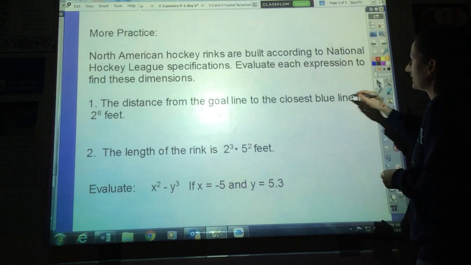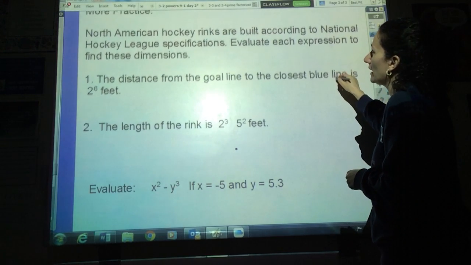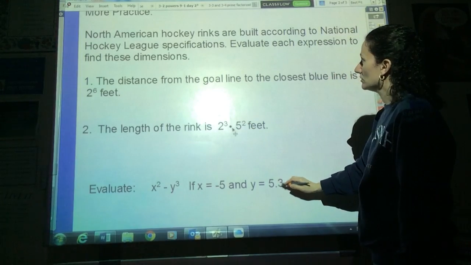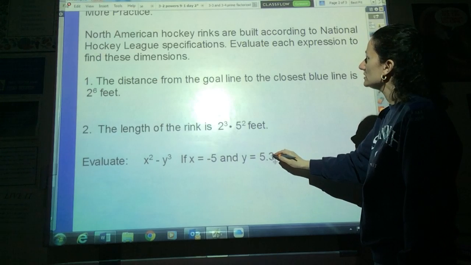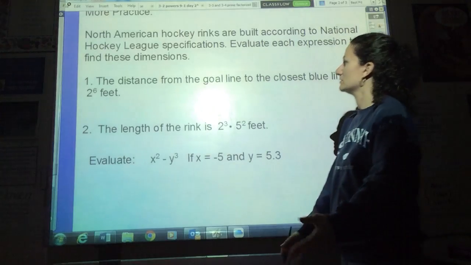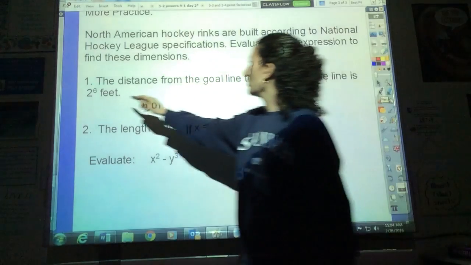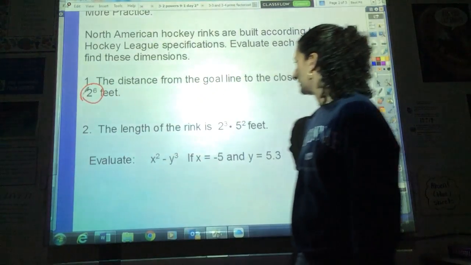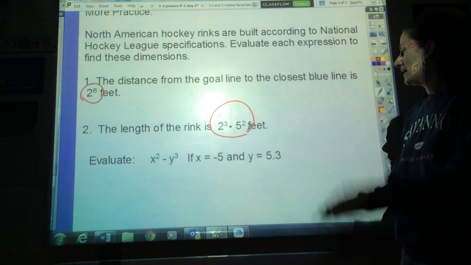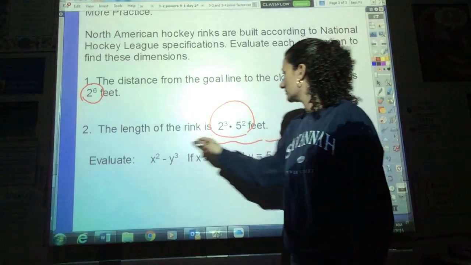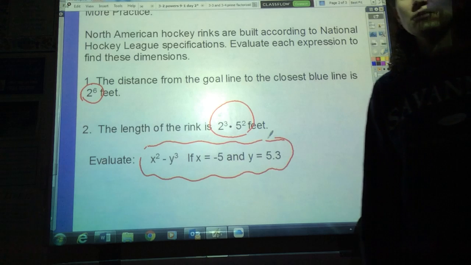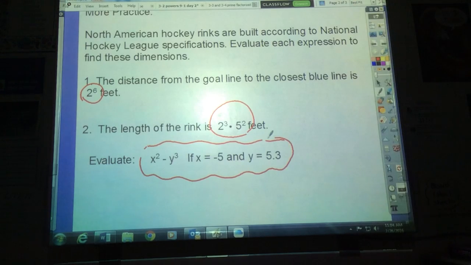This is like a real-life example about North American hockey rinks. They're built according to National Hockey League specification. And I'd like you to evaluate each expression to find these dimensions. Okay, so find what 2 to the 6th power feet would be. Find 2 to the power of 3 times 5 to the power of 2. And then, ooh, this is going to be a hard one. See if you can figure that one out. Pause the video. Unpause when you're finished and we'll go over them.